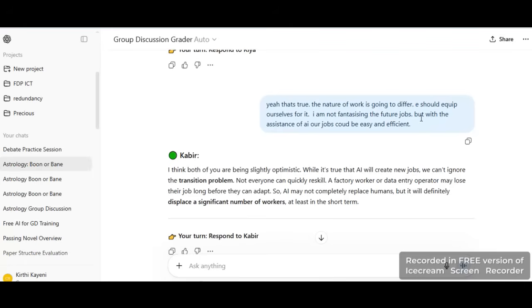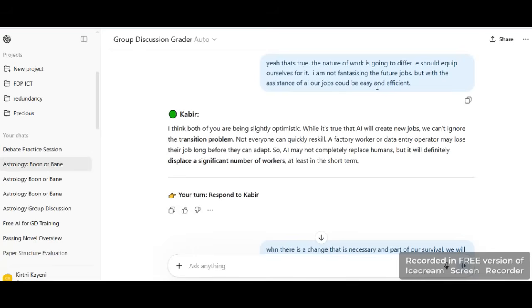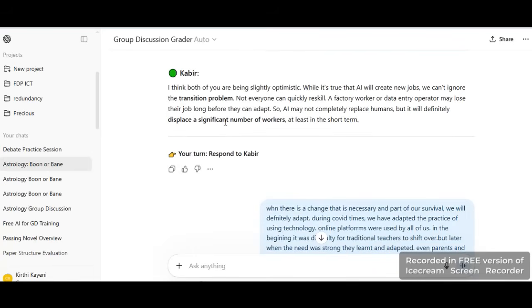Then again, Ria is giving her point. Just see. AI is just a tool, not a replacement. So what am I going to respond to Ria? I am responding, yeah, that's true. The nature of work is going to differ. We should equip ourselves for it. I am not fantasizing about future jobs, but with the assistance of AI, our jobs could be easy and efficient.